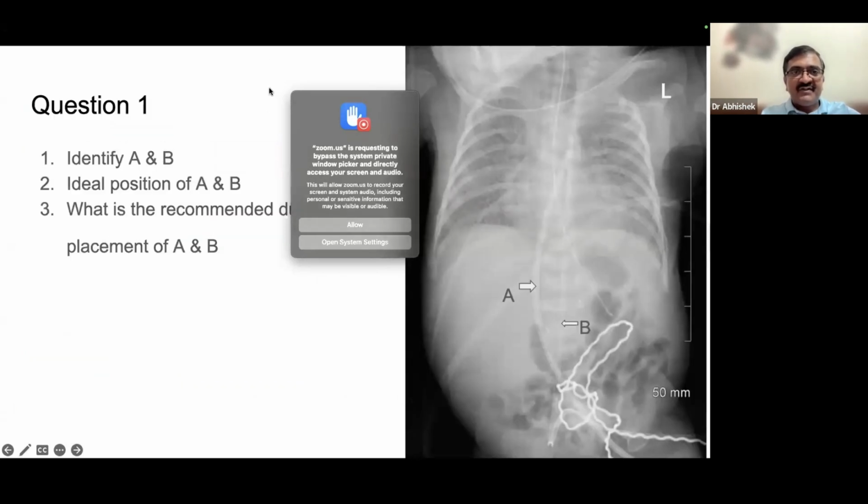Can you identify the positions A and B? Somebody says A is UVC. Is A UVC or B is UVC? I think Anupam has answered both as UVC. Okay, A is UVC, B is UAC. Correct. What should be the ideal position of A and B?